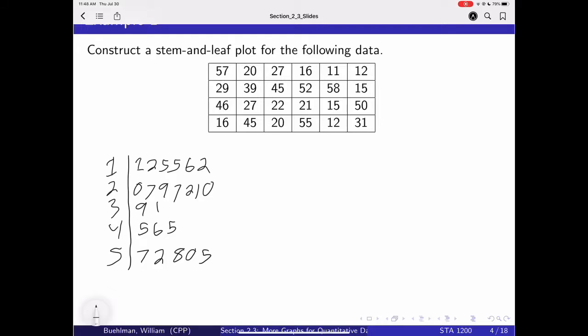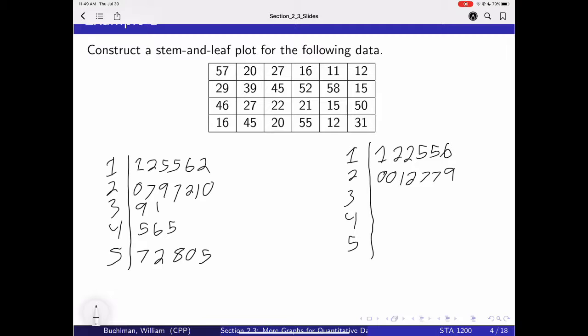So now we want to reorganize the leaves in order from smallest to largest. So again, I write the stems, but now I'm going to go, okay, we have a 1, then a 2, then another 2, then a 5, 5, and 6. So now I've reorganized the stems for the tens place. So now I'm going to do the same thing for the 20s. So we have 0, 0, 1, 2, 7, 7, 9.